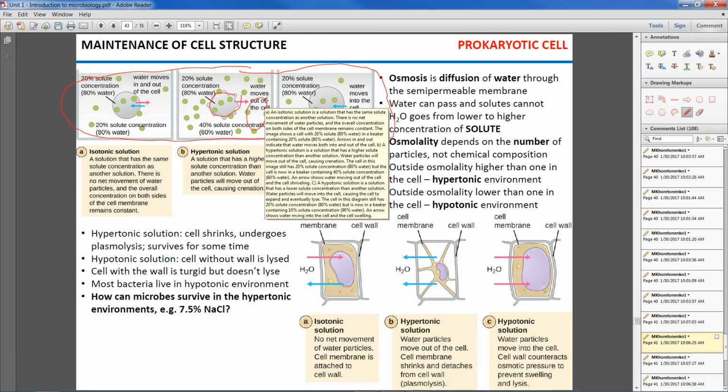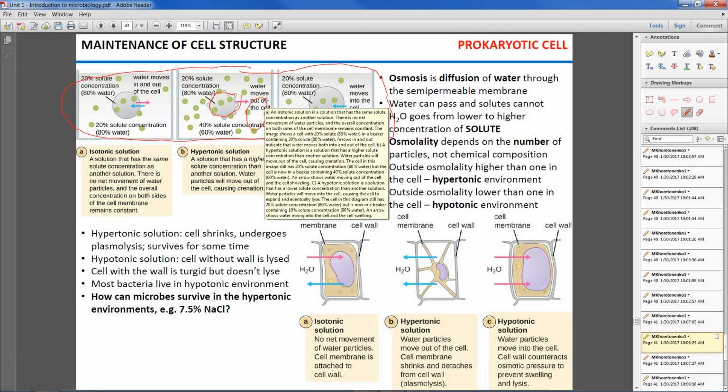I always tell myself, water wants to dilute. Does that make sense? So I have a diluted solution on one side of the semi-permeable membrane and a concentrated solution on another side. Water wants to move to the more concentrated solution to equalize the concentration. Okay? To equalize the concentration. Does that make sense to you? It does. Good.